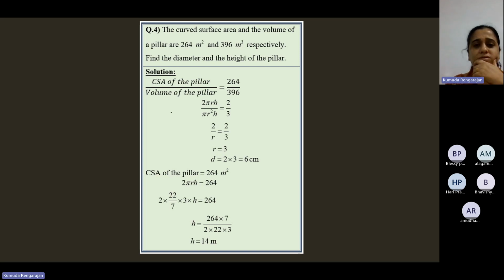So I was saying we can divide in any order, right? I was also saying that you can also divide volume by CSA. You will get the same thing, R is 3. Anyway, so R is 3, double it for the diameter. And then to find the value of H, use any one equation. Use volume is equal to or CSA is equal to. Substitute the value of R and you'll get the value of H.